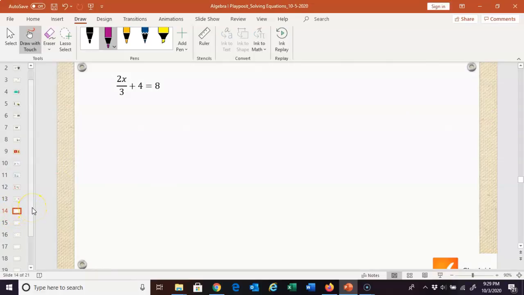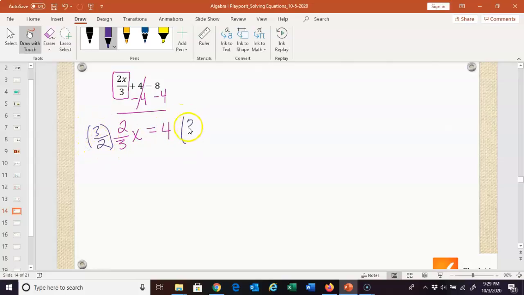All right, here's our next one. They're all kind of very similar, right? But the goal is to get the variable term by itself. So instead of a plus 4, to get rid of that, we're going to subtract 4 from both sides. Bring down the 2/3 x. 8 minus 4 is 4. Now here comes that reciprocal part again. And since this is 2/3 x, we're going to multiply both sides by the flip, 3 over 2.